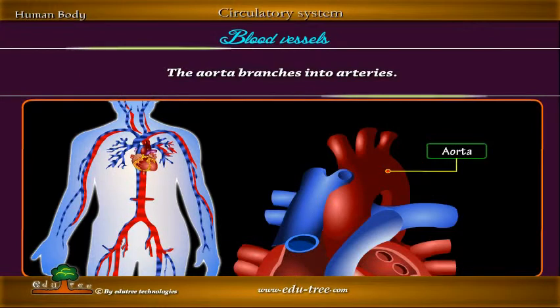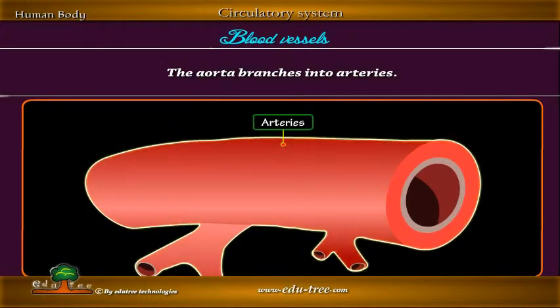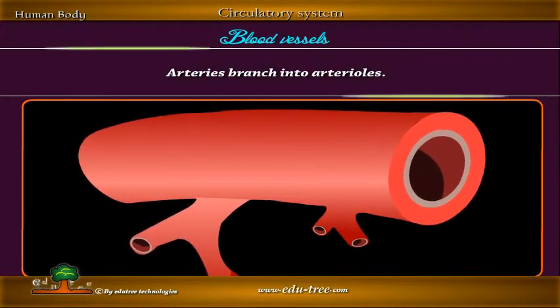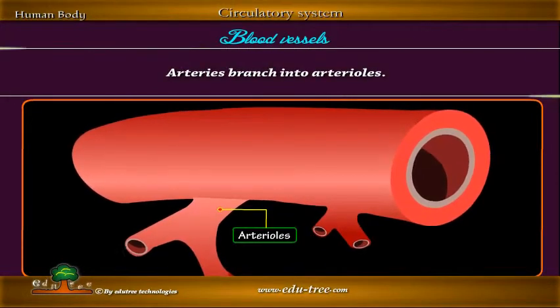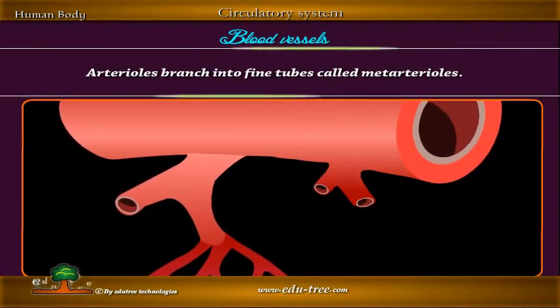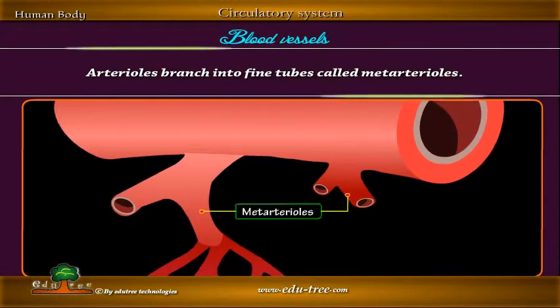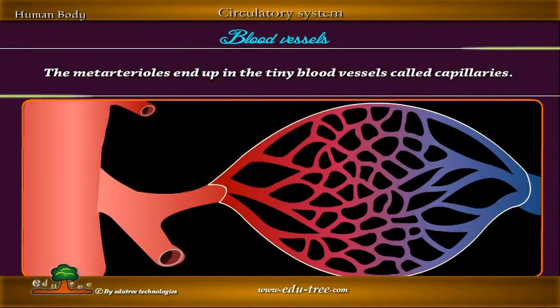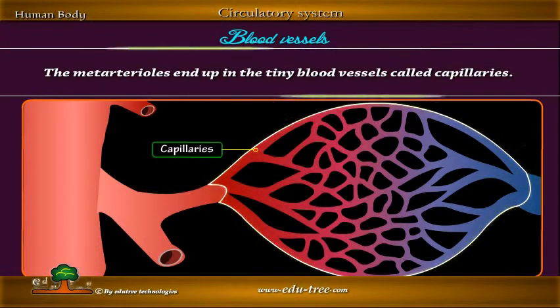The aorta branches into arteries. Arteries branch into arterioles. Arterioles branch into fine tubes, called metarterioles. The metarterioles end up in the tiny blood vessels, called capillaries.